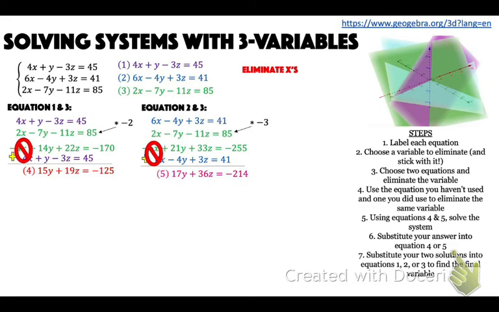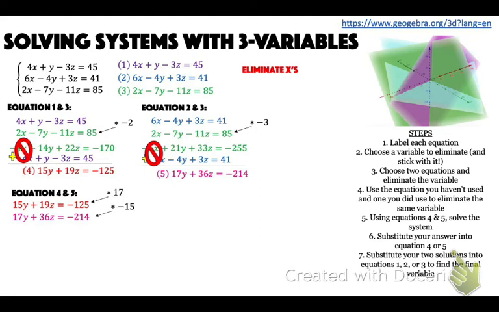And that is equation number 5. Now I'm going to put equations 4 and 5 together. And these might look kind of ugly. So 15y minus 19z equals negative 125. 17y plus 36z equals negative 214. Now these numbers are going to get really big, but then they're going to get small again. So I am going to eliminate probably my y's here.